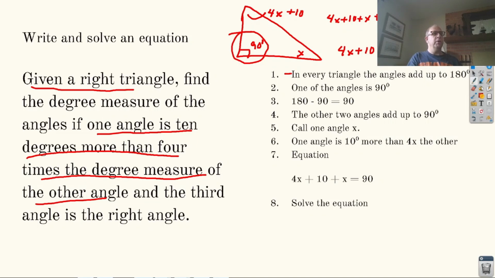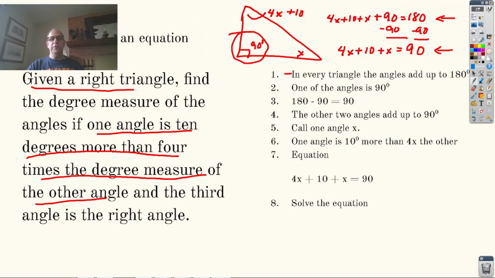So this is the correct equation, and this is often a correct equation for people who jump into it real quick. Okay, so you can see it. 4x plus 10 plus x plus 90 equals 180 is correct, but also 4x plus 10 plus x equals 90 is also correct because we often jump the gun like that.